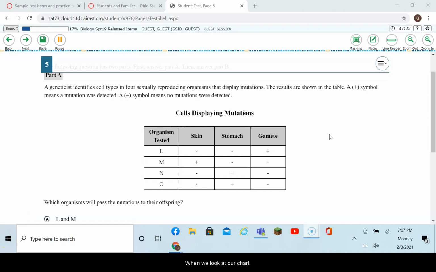When we look at our chart, we see skin, stomach, and gamete. Okay, we see a mutation in skin for M, mutation in stomach for N and O, and mutation in gametes for L and M. Okay, so the question asks which organisms will pass the mutation to their offspring. That's easy. Skin and stomach are known as somatic or body cells. Mutations can only be passed on in the gametes. And remember, gametes are sperm and egg. So the answer to this, which organism will pass the mutation to their offspring, is L and M.